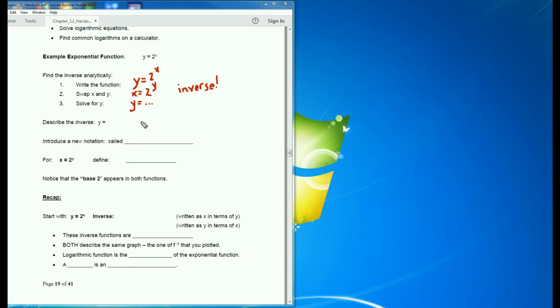Whew. Okay, so that's really wordy, and that's not how we like our math stuff. We like our math stuff to be concise. So instead of doing it that way, we're going to just introduce a new notation, a new function called the logarithmic function. All right, called the logarithmic function.